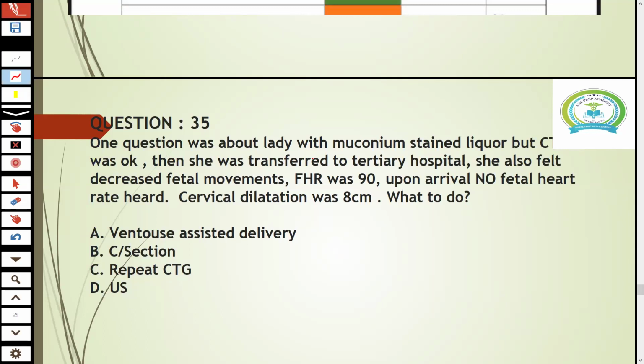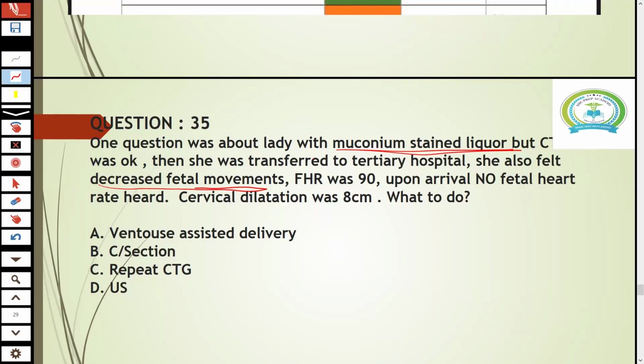Yes, exactly. First, we need to confirm the fetal demise. We need documented proof of whether the fetus was alive when the patient arrived. We were not able to hear the fetal heart sound. We might be wrong, but we are suspicious because the patient has risk factors. She was referred, so definitely there was some problem. That's why she was referred.